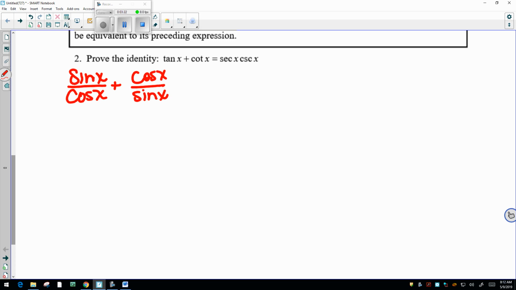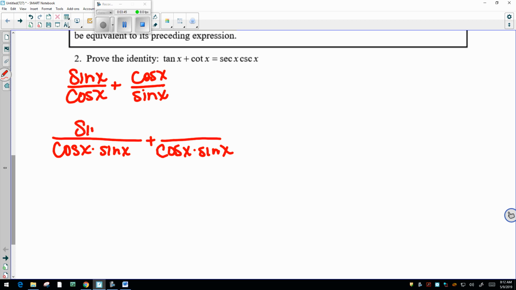Okay, so I have fractions, and I need to add them. In order to add fractions, I need a common denominator. So how about cosine times sine? And I'm going to keep them separate for now, just so I can see the work that's happening. Whatever I have to multiply the bottom by to get the common denominator, I do the same to the top. So I had to multiply it by sine of x, so I multiply the top by sine of x, and we get sine squared x. Same thing on our second fraction. I had to multiply the denominator by cosine of x, so I multiply the top by cosine of x, and I get cosine squared x.